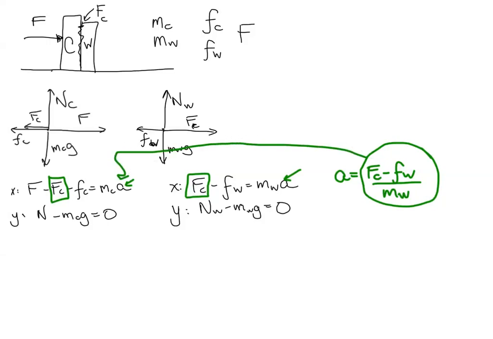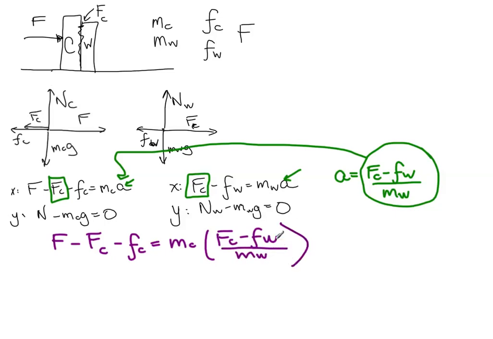And so now I'll have a new equation, maybe I'll make it purple, that's F minus contact force minus friction on the Cheerios is equal to the mass of the Cheerios times this ugly thing. And now we need to do some algebra on that to get it into a form that's easier to work with. So the first thing I'm going to do is multiply both sides by m sub w. And I'm going to distribute this. Okay? So then I'll have something that looks like this.